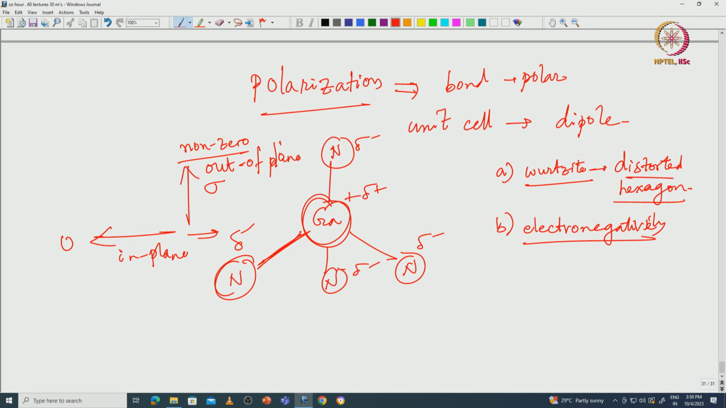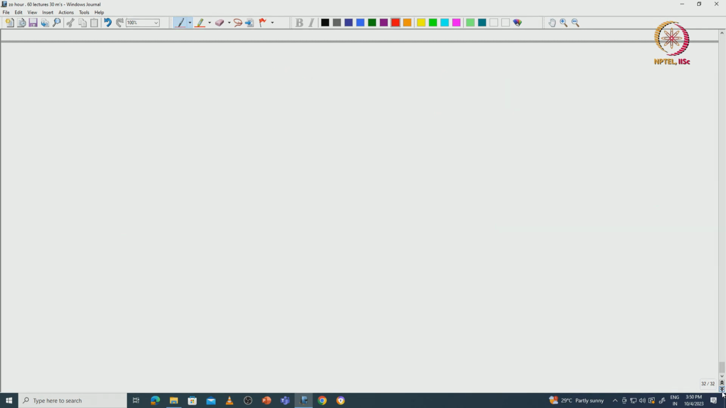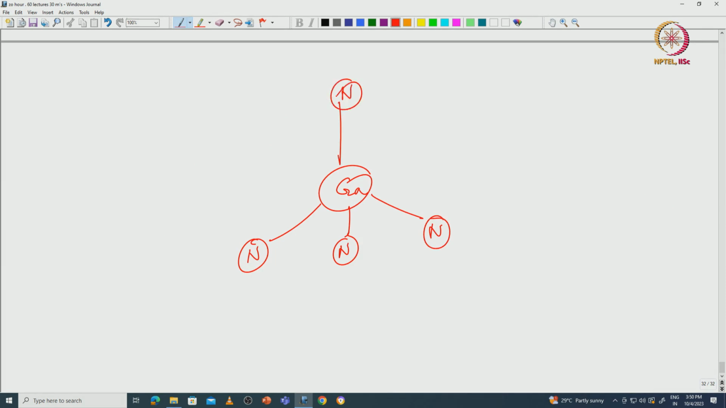What I mean by that is, let me actually draw this structure again. So you have, suppose, gallium and you have nitrogen, you have nitrogen, you have nitrogen and you have nitrogen. Because there is a negative charge here and a positive charge here, the electric field will be in this direction between these two bonds. Okay, the polarization field, by definition, is in the opposite direction.